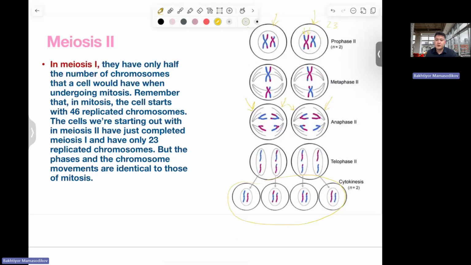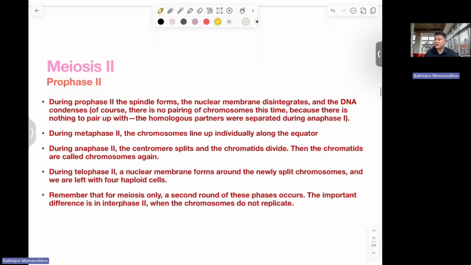So the meiosis II phases are: prophase II, metaphase II, anaphase II, telophase II, and at the end, cytokinesis. So what's happening in the prophase II? In the prophase II, spindle fibers form again and the nuclear envelope breaks down. Everything we have learned in mitosis is happening here. Chromosomes prepare for another division.